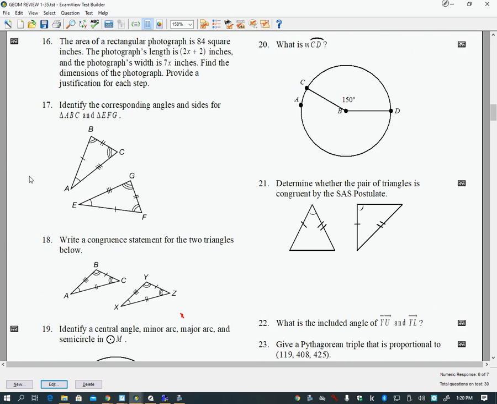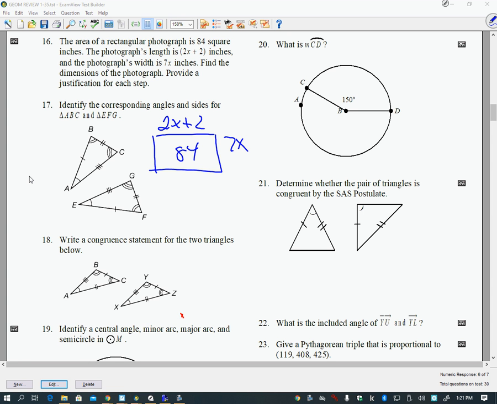Okay, no. Question 16 says the area of a rectangular photograph is 84 square inches. The photograph's length is 2x plus 12. The photograph's width is 7x inches. Find the dimensions of the photograph. Provide a justification for each step. The justification for each step might be a little bit much, but I would start by drawing a picture of said rectangle. It says that the length is 2x plus 2. The width is 7x. The area is 84.